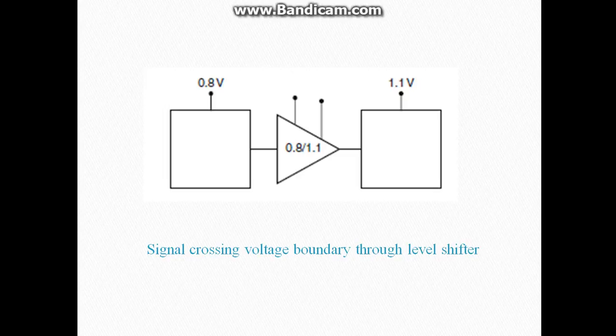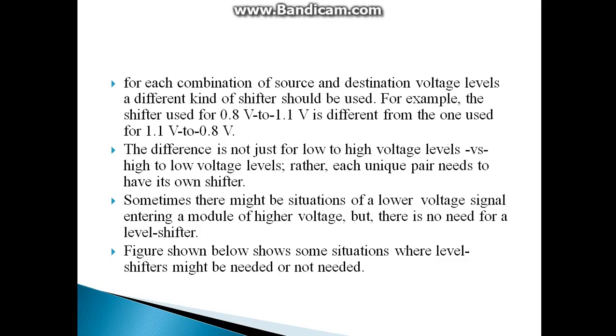For each combination of source and destination voltage levels, a different kind of shifter should be used. For example, the shifter used for 0.8 volt to 1.1 volt is different from the one used for 1.1 volt to 0.8 volt. The difference is not just for low to high voltage levels versus high to low voltage levels. Rather, each unique pair needs to have its own shifter.